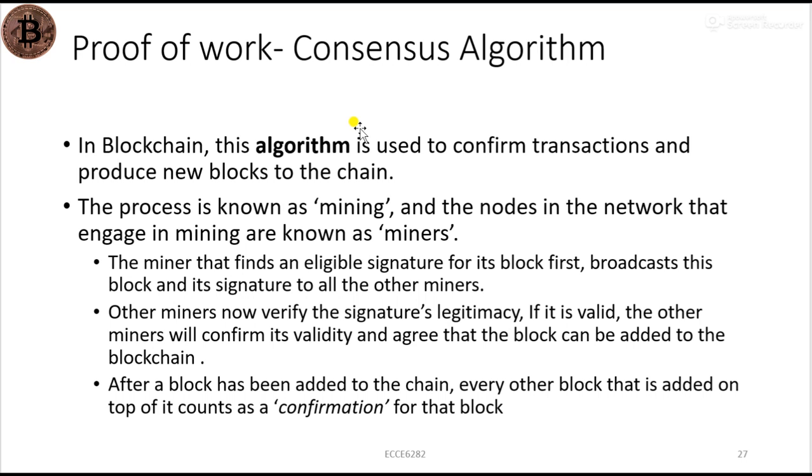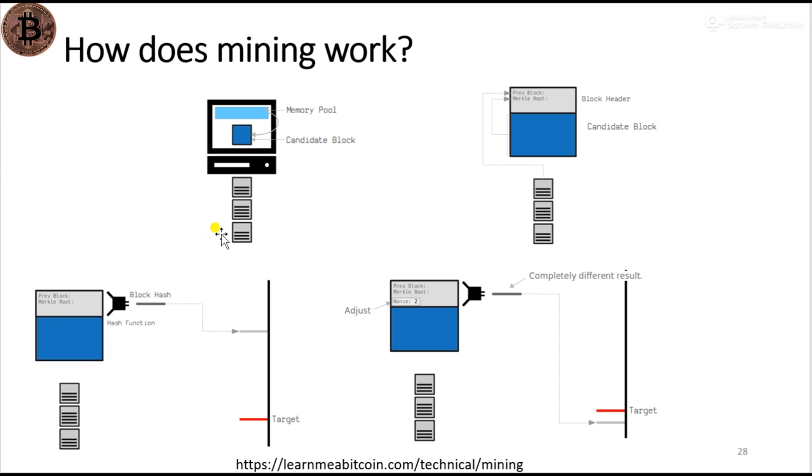Unless a proof of work or consensus algorithm has been run on a transaction, that transaction is not considered valid and will not be added into any block in the blockchain. So in order to make transactions actually happen, they have to go through this proof of work or consensus algorithm. When this consensus algorithm is run, the whole process is known as mining, and the nodes in the network that participate in this mining process are called miners. How do miners work? First of all, we know that all the transactions are added into the memory pool. Like here, this memory pool has a lot of transactions in it.